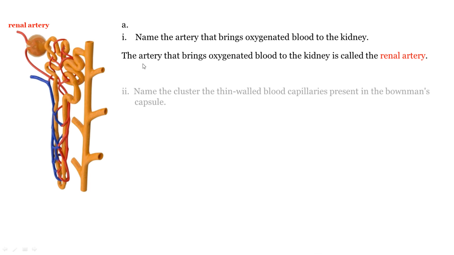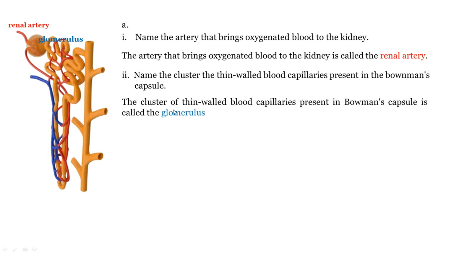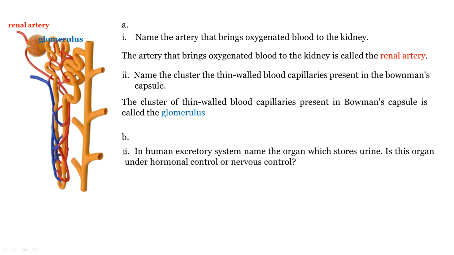The second question is, name the cluster of thin-walled blood capillaries present in the Bowman's capsule. As you all know, the cluster of thin-walled blood capillaries present in Bowman's capsule is called the glomerulus. Then, the B part of the same case-based question is, in the human excretory system, name the organ which stores urine. Is this organ under hormonal control or nervous control? So, we have to tell the organ which stores urine and how it is controlled.